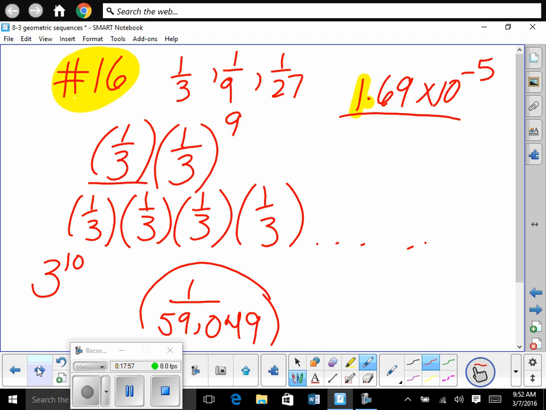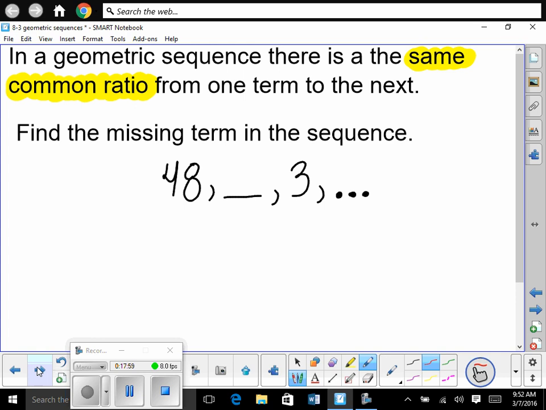Let's move on. Okay, guys, so I need you to pay really close attention so that this can hopefully make sense to you. Okay, so in a geometric sequence, there is the same common ratio from one term to the next. We just learned that. Between each term, we're going to be multiplying by the same term. So now it's asking us, find the missing term in the sequence. So we did this differently with arithmetic to geometric. So this is how you could think through it algebraically, and this is actually how the formula comes out.